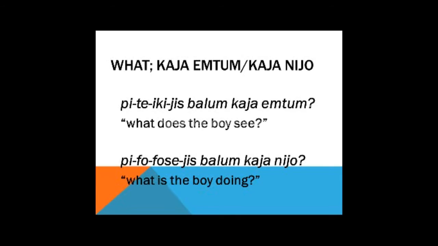Let's have a closer look at this distinction between kayemtum and kainio with what. I said kayemtum we use when we're talking about what thing, something material. Kainio we use more when we're talking in terms of a process or an event. So we've already seen the question, Picha kayis balum kayemtum or kayayemtum. What does the boy see? If I wanted to say what is the boy doing, obviously the verb's going to be different. Pi forseyis. Because when you're doing something, it's really a process, not so much an actual thing. I'm going to use kainio instead of kayemtum, and I'm just going to say Pi forseyis balum kainio. What is the boy doing?